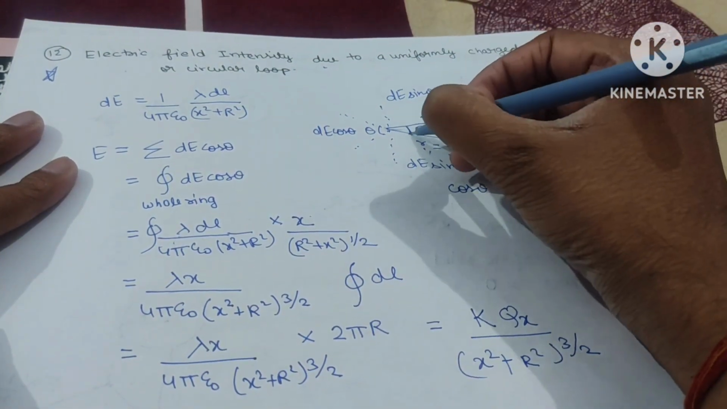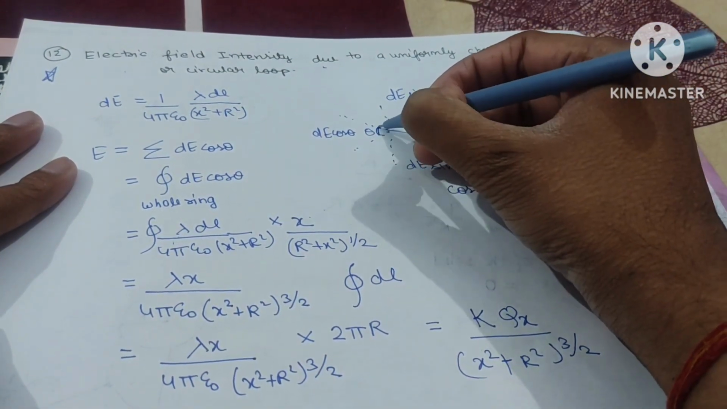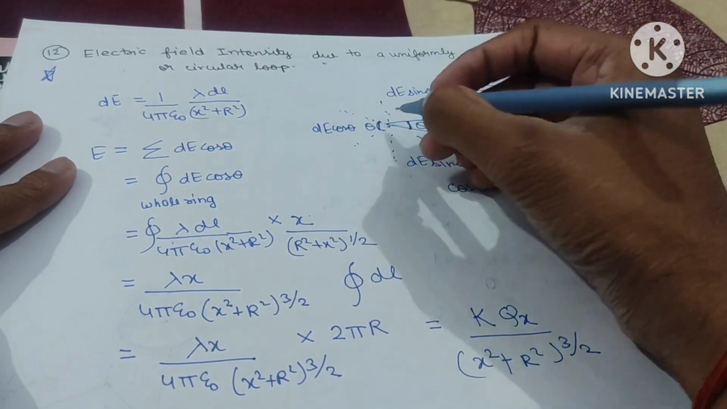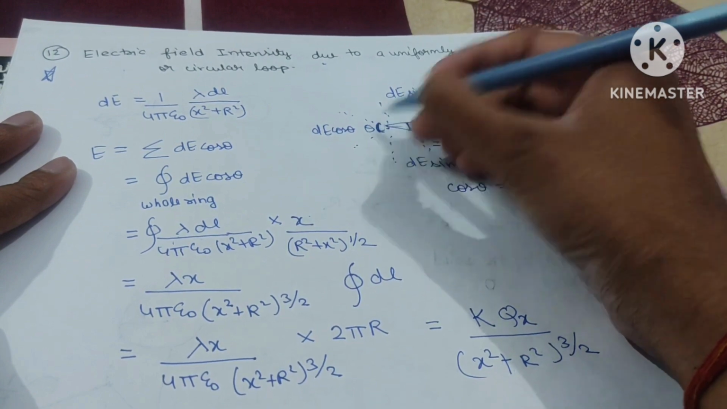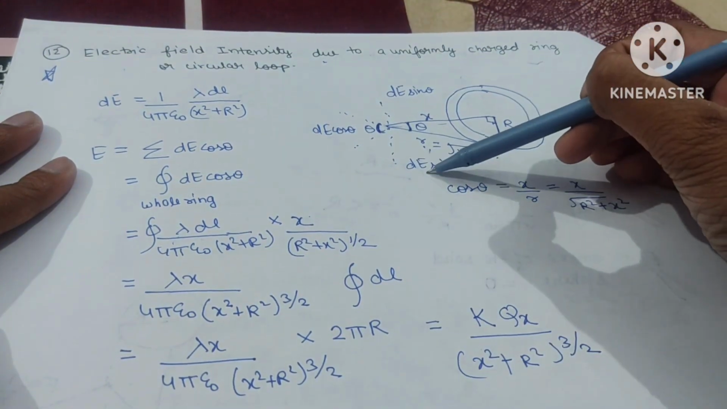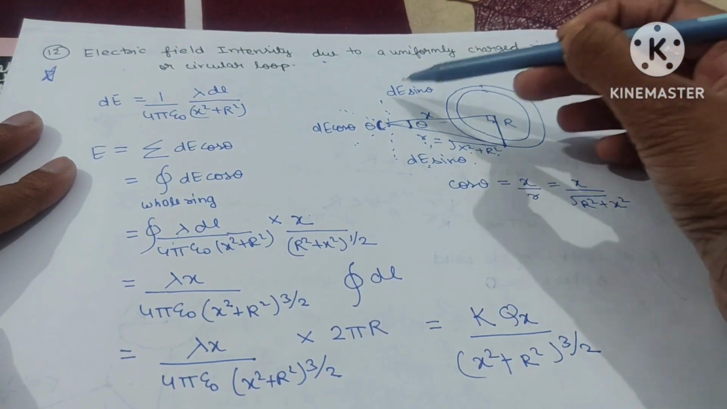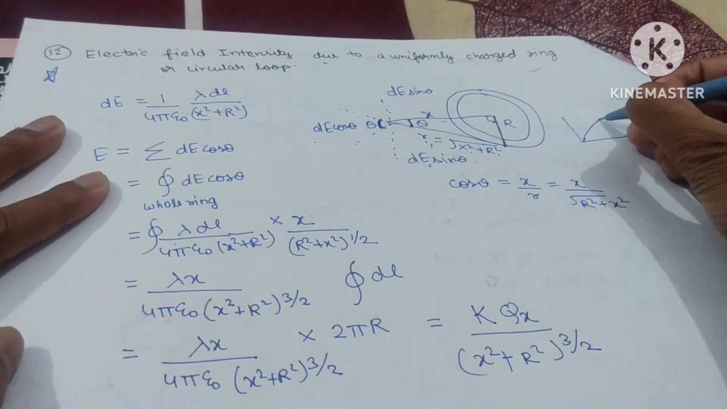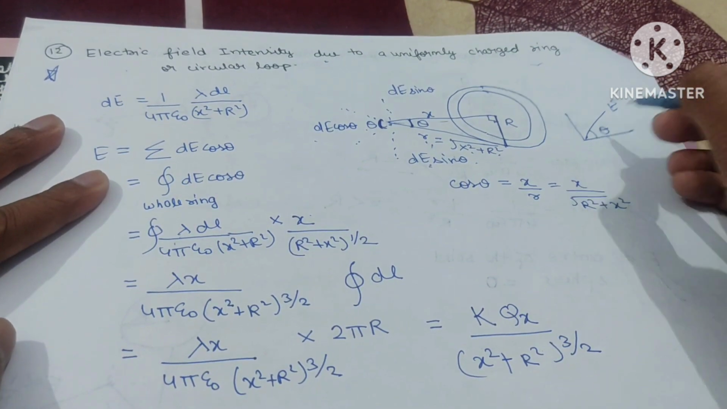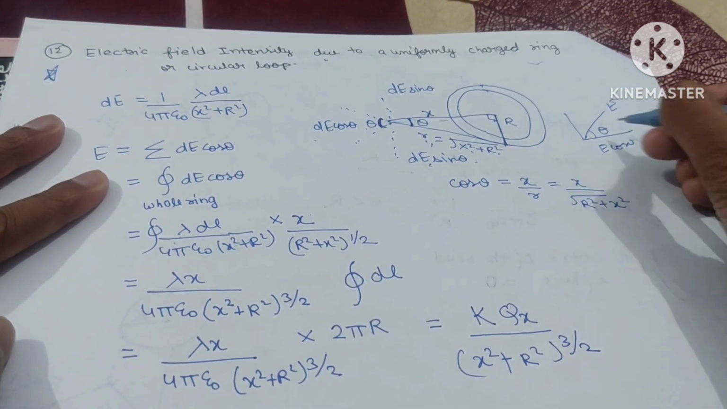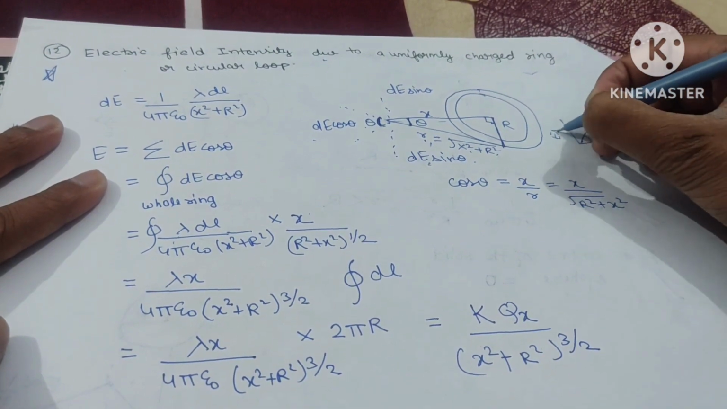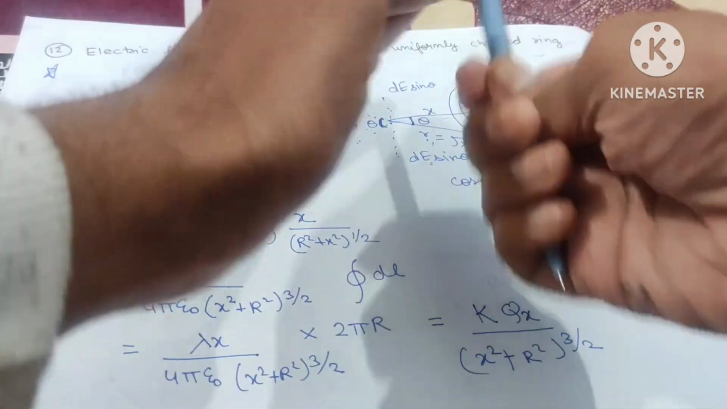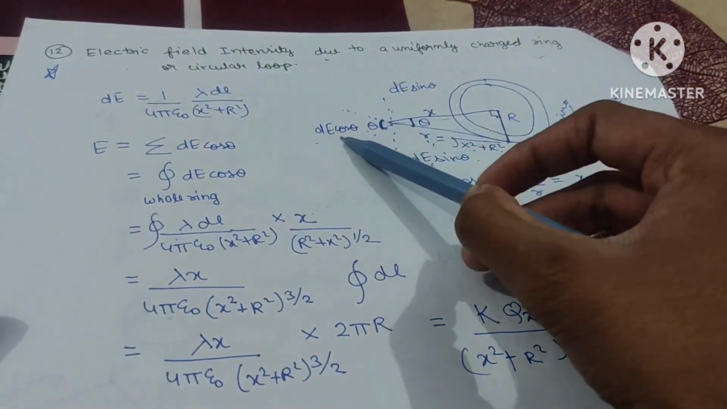If we take the angle theta here, it will give opposite corresponding angles. So this will be theta, and if we take components, there will be dE sine theta and dE cos theta. Like this, if here is dE and here is theta, here will be dE cos theta and here dE sine theta. The dE sine theta components cancel each other, so only dE cos theta is left.